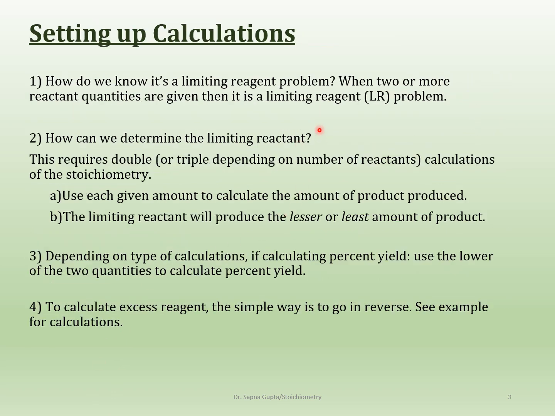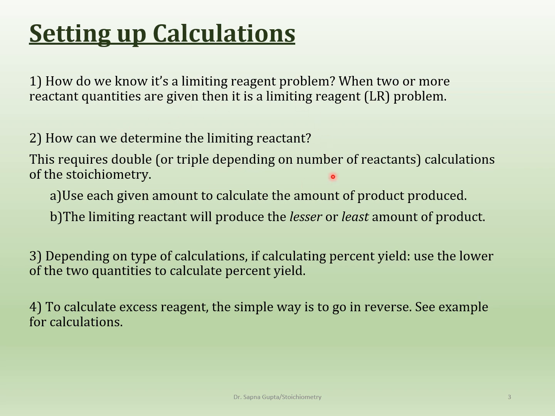So how do we do this? First of all, how do you even know that it's going to be a limiting reagent problem? The way you know is that when you have 2 or more reactant quantities given to you, you have to work with limiting reagent. The problem is set up just like you do for stoichiometry, so there is nothing different. The way you solve stoichiometry and percent yields is the same thing, the setup is the same. It's just that because you have 2 quantities given to you, you have to do it twice. So that's how you know you have a limiting reagent problem: when you have 2 reactants and both quantities are given to you.